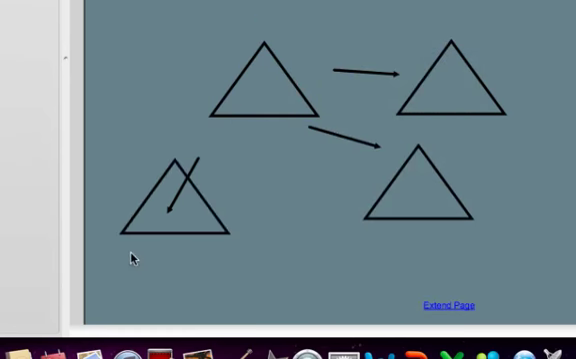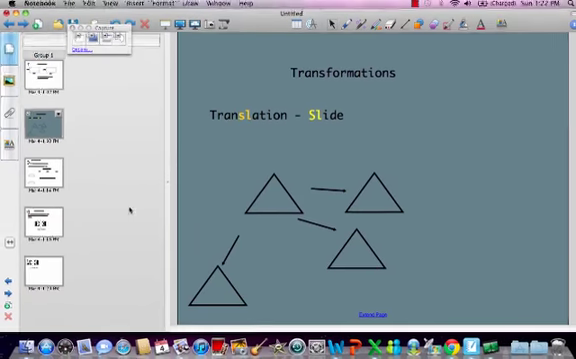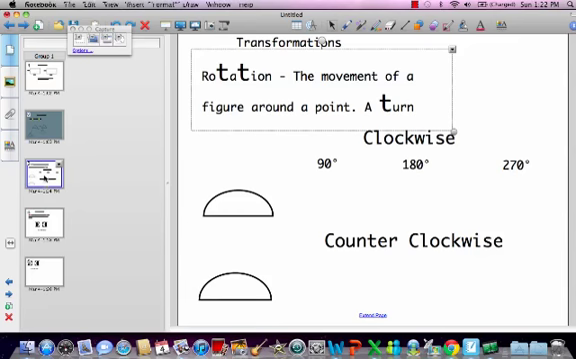So this would be another example of a translation. So these are all translations of this original figure. They're all the same figure, though. They're all the same triangle, and they're all the same size of a triangle.